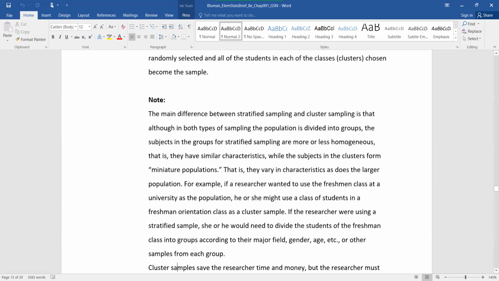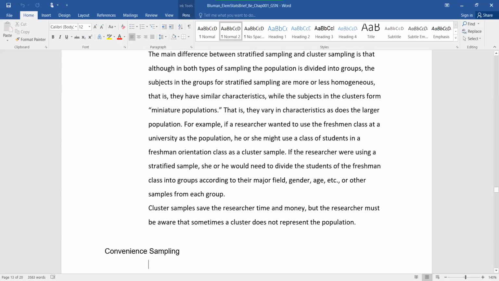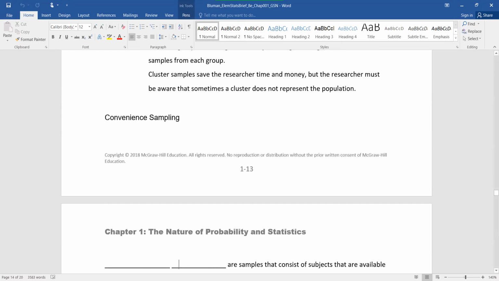For example, if a researcher wanted to use the freshman class at a university as the population, he or she might use a class of students in a freshman orientation class as a cluster sample. If the researcher were using a stratified sample, she or he would need to divide the students of the freshman class into groups according to major fields, gender, age, etc., and take samples from each group. Cluster samples save the researcher time and money, but the researcher must be aware that sometimes a cluster does not represent the population.